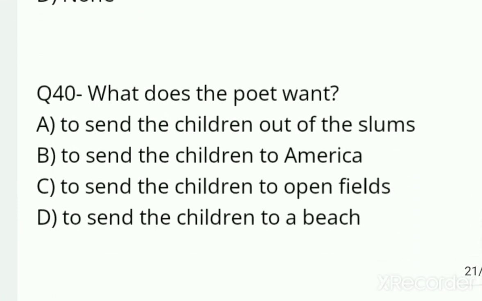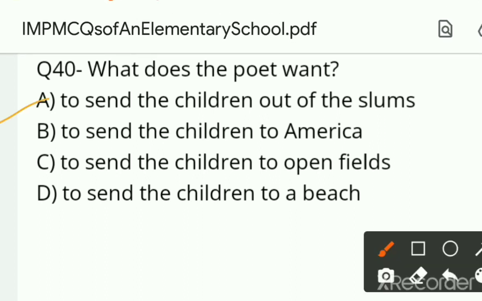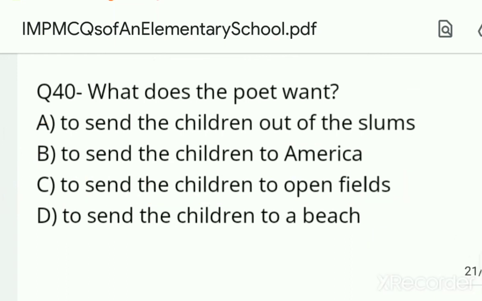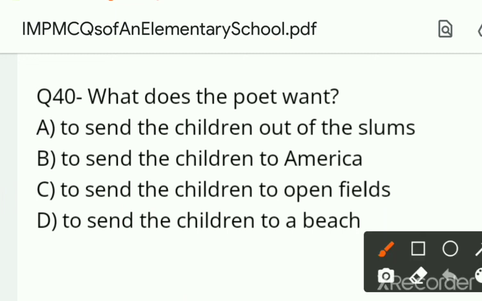Next, what does the poet want? A, to send the children out of the slums. B, to send the children to America. C, to send the children to open fields. And D, to send the children to a beach. Guess the right answer, please. Yes, option A, to send the children out of the slums.